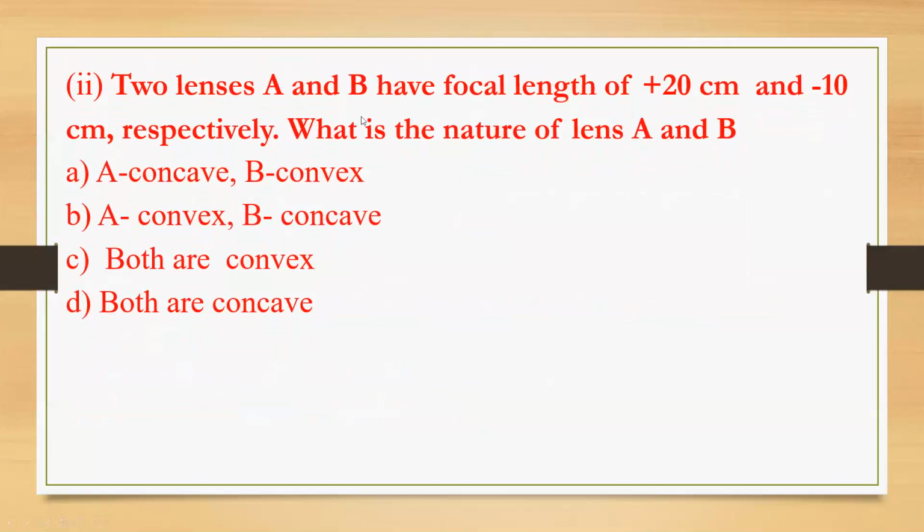Let's move to another question. Two lenses A and B have focal lengths of plus 20 and minus 20 centimeters respectively. What is the nature of lens A and B? Option A: A concave, B convex. Option B: A convex, B concave. Both are convex, both are concave. Do you remember the sign convention? Sign convention of convex and concave mirrors and lenses. Yes.